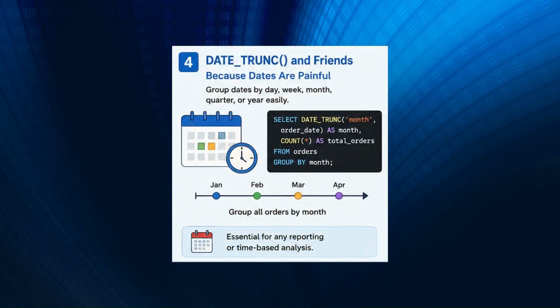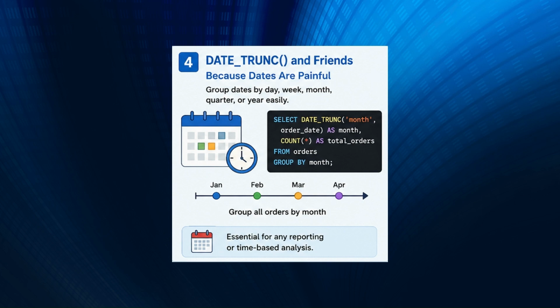Next function is DATE_TRUNC. Because dates are painful, dates are always messy. Every company has weird reporting rules. Some start weeks on Monday, some on Sunday. Some apparently start on Wednesday for no reason. DATE_TRUNC helps organize dates easily. Let's have a look at an example.